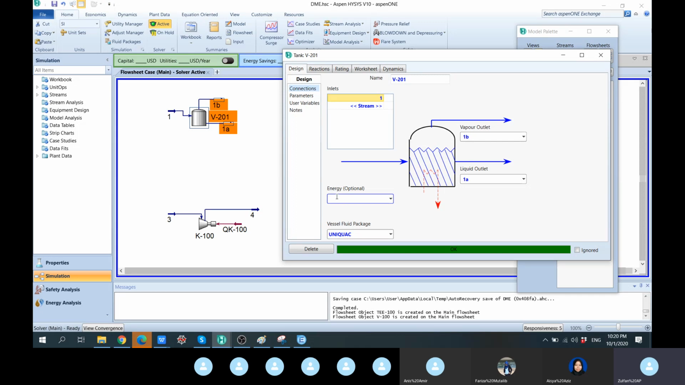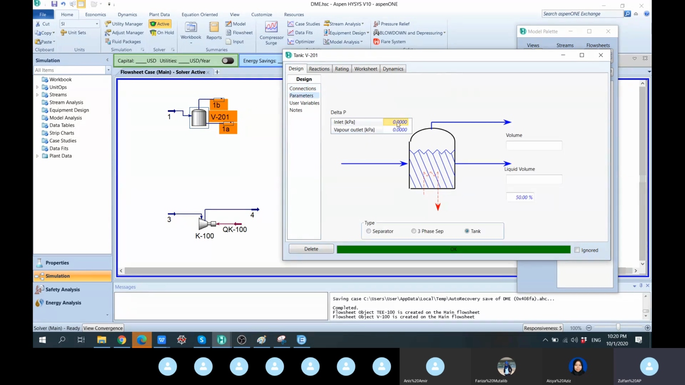If this is automatically 0, that means the temperature in this vessel is the same as the temperature in that vessel, the temperature coming in. The temperature here is the same as the temperature coming in because we don't specify any energy. And when we specify delta P as 0, that means the pressure here is the same as the pressure there. So these two, pressure and temperature, are what this tank or flash calculation needs to be calculated, basically.